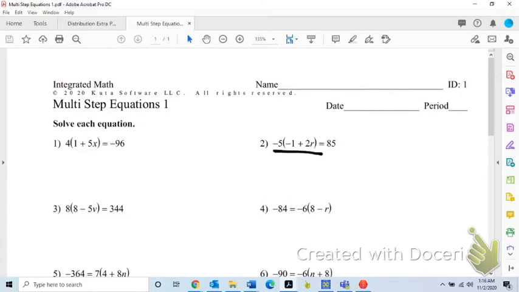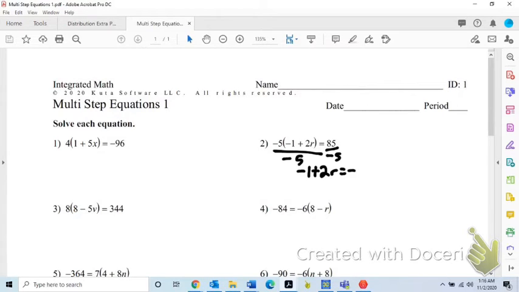So number two, we're going to start off with division. We have negative 5 times negative 1 plus 2r. So we can move that negative 5. We have two options. We can either distribute it or divide it out. On this one, I'm going to divide it out. So negative 5 divided by negative 5 is 1. 1 times negative 1 plus 2r gives me 1 negative 1 plus 2r.